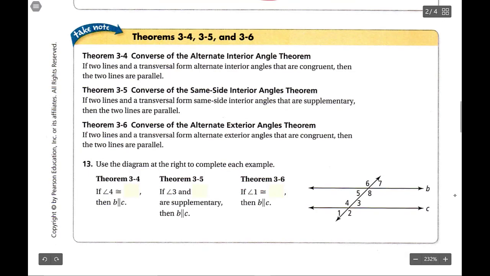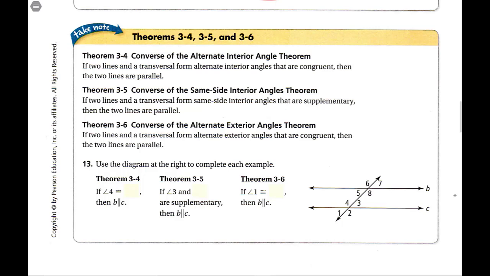Now we're going to jump down to a couple of theorems, and we have theorem 3.4, which is the converse of the alternate interior angle theorem. It says that if two lines and a transversal form alternate interior angles that are congruent, then the two lines are parallel. So that's just taking the alternate interior angle theorem and flipping it around. We've taken the hypothesis and conclusion, and we reversed their locations.